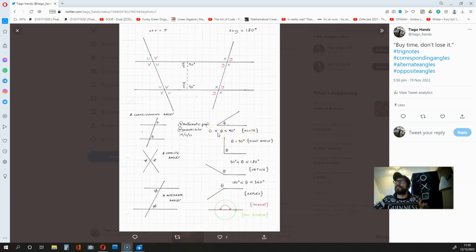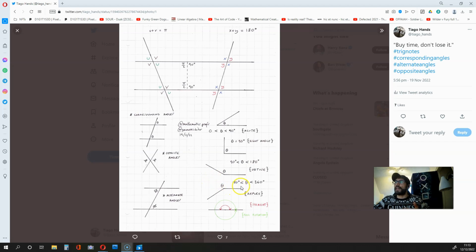So if we have anything between 0 and 90 degrees, less than 90 degrees actually, then we have an acute angle. An angle of 90 degrees is going to be called a right angle. Now, if we have an angle that is greater than 90 degrees and less than 180 degrees, what we have is called an obtuse angle, and it's going to look something like this.